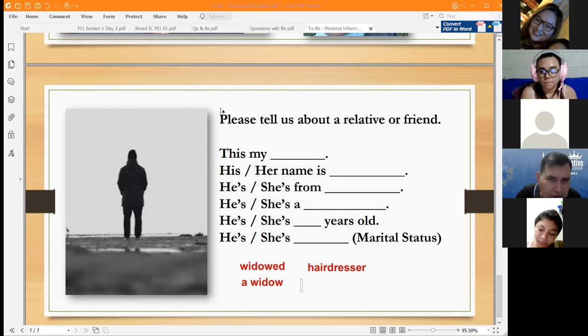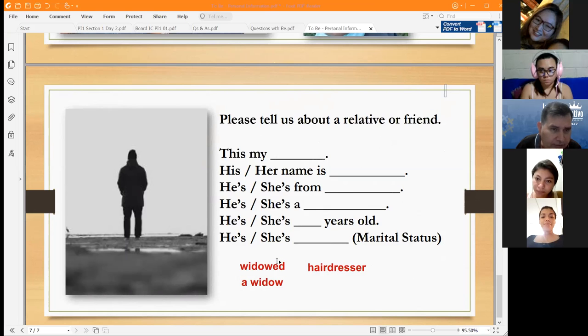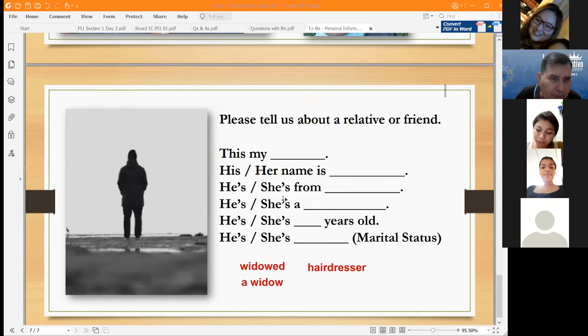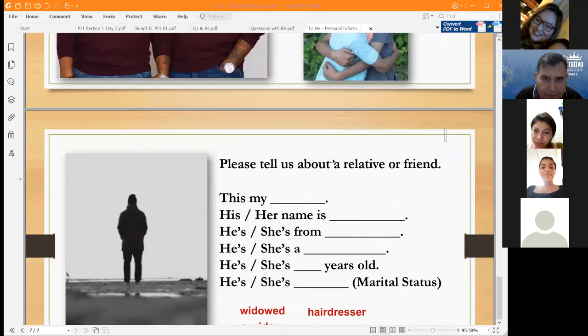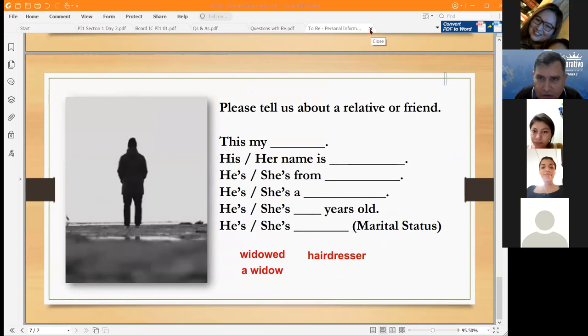Are there any questions about the exercise? The purpose of the exercise is number one, to practice the verb to be. And number two, to practice the contractions. But most importantly, to provide information about a third person, okay? Yesterday, we were introducing ourselves. Today, we are introducing somebody else, okay? Now let's continue.